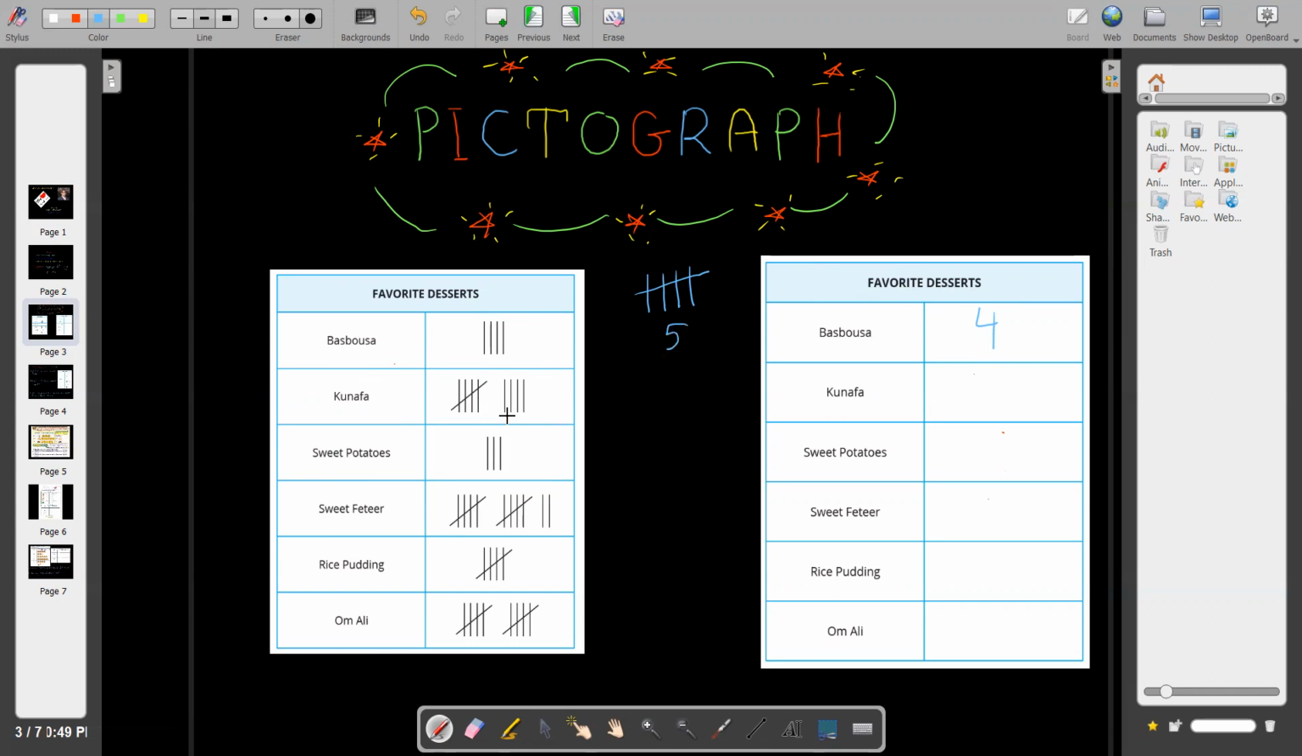5, 6, 7, 8, 9. This is 9. Then 1, 2, 3, and 5 and 5, 10, 11, 12. There's 5, and 5 plus 5 equals 10. This is the pictograph, okay? We used tallies, and here are the numbers. Now we want to make questions and answer them.